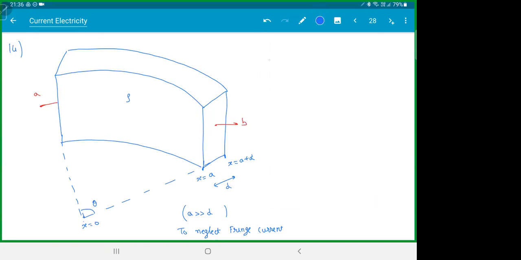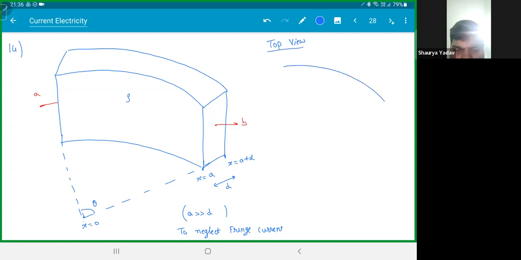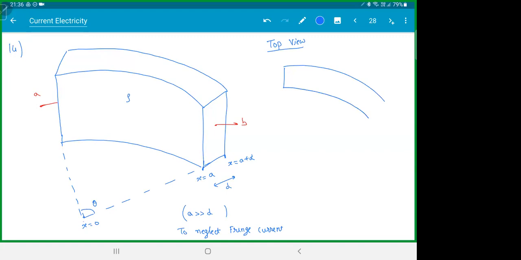If you look at this in the top view, this is a part of a hollow cylinder. You can see it like a pizza crust. It looks like that, no? A bit like the crust of a pizza slice. Theta. So you're connecting the battery between this edge and this edge. Find R AB. Find the resistance between A and B.